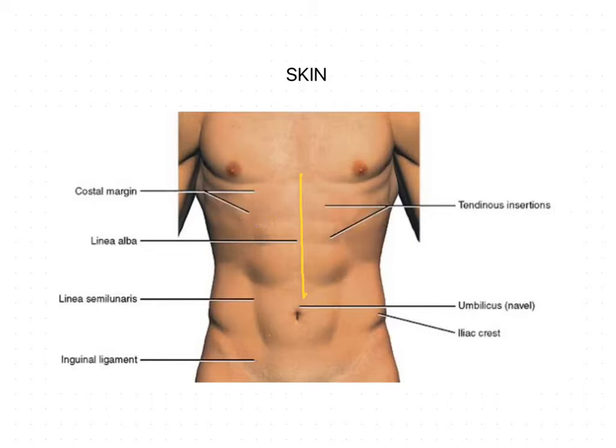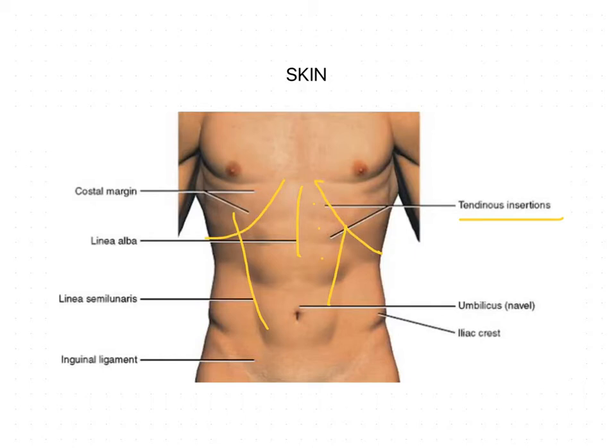And also we can find some other landmarks, that is the tendinous insertions of this rectus abdominis muscle. These are the tendinous insertions. So what are the things we can see here? We can see the vertical groove, that is the linea alba, and linea semilunaris, and these tendinous intersections, and also we can find the costal margins here. So this becomes the costal margins.